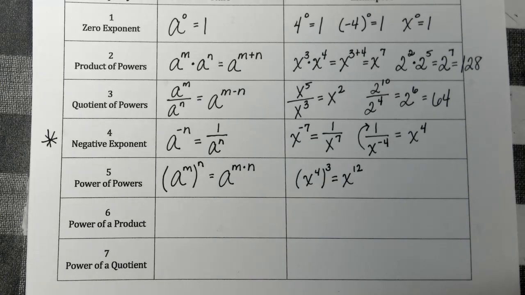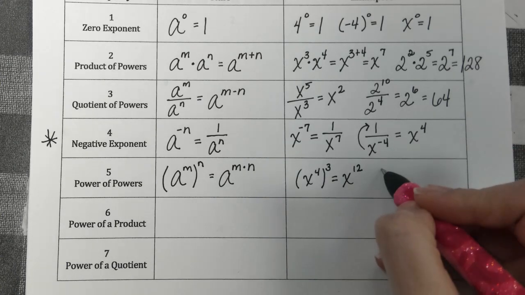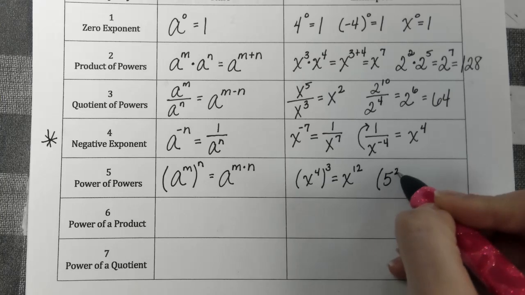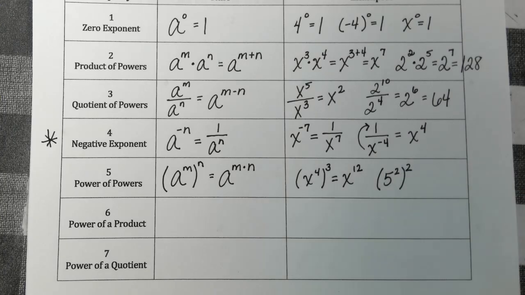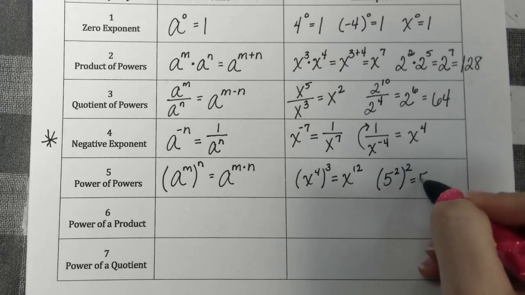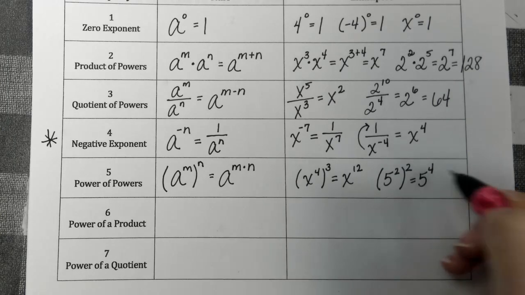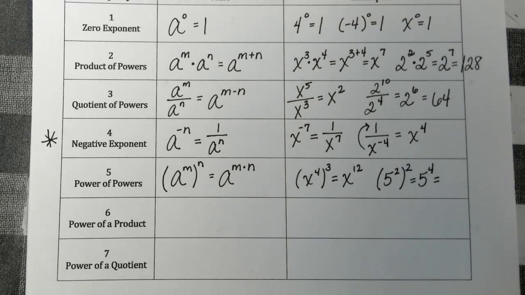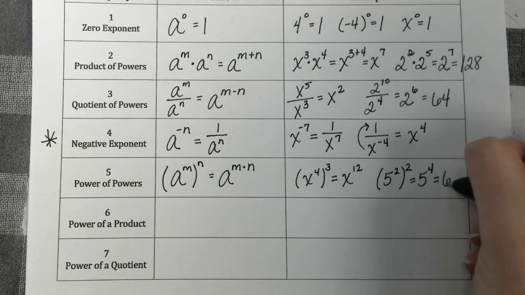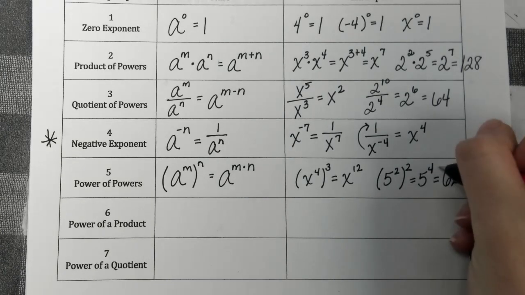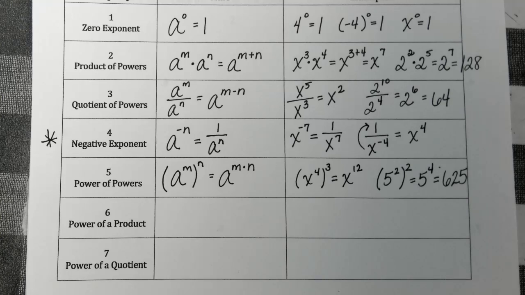Okay? If I have 5 squared, that's really 5 to what power? To the 4th power. And 5 to the 4th power, evaluate that in your calculator, and what does that give you? Okay, do you understand those rules so far?